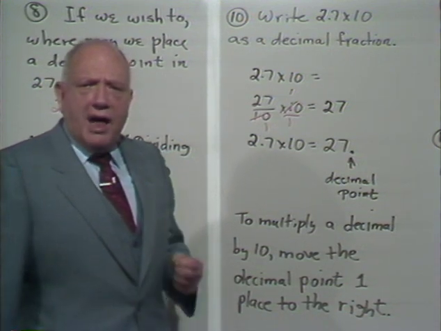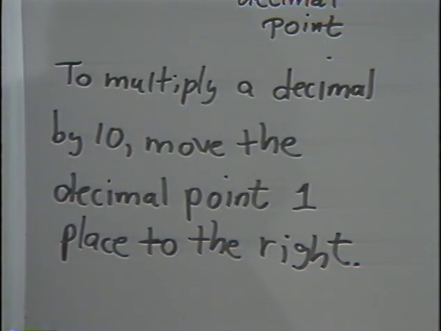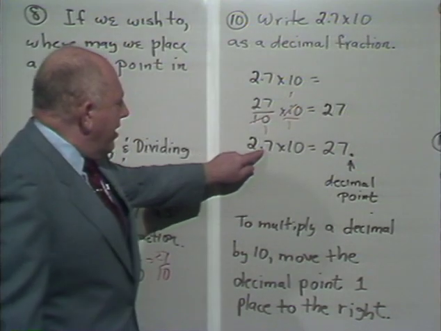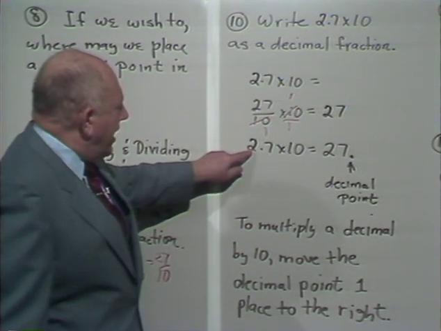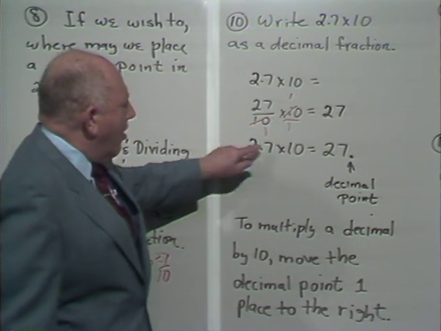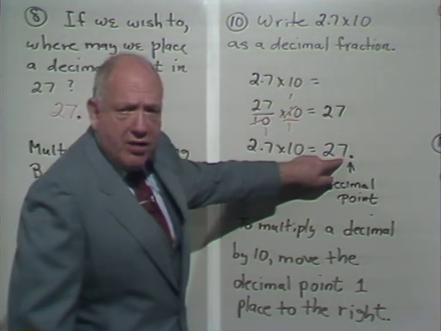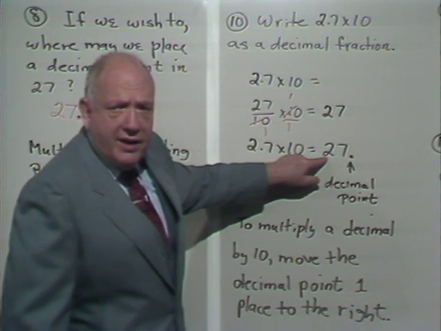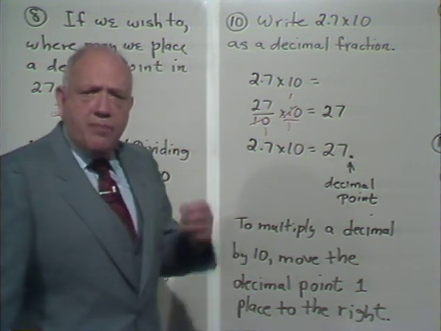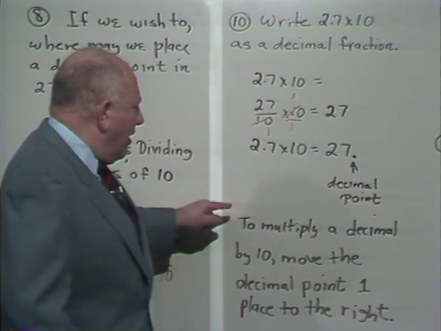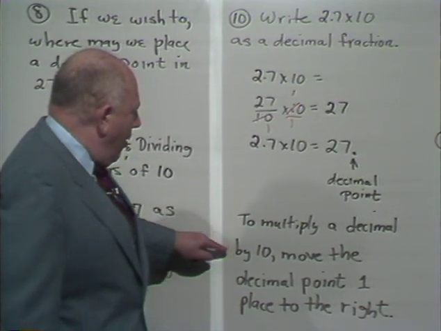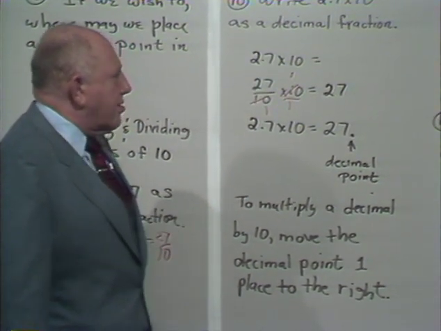To multiply a decimal by 10, simply move the decimal point one place to the right, because that will move each denomination up by 10. You see that? The 2 was immediately to the left of the decimal point. That made it 2 ones. When I moved the decimal point over here, the 7 now occupied the 1's place, and the 2 occupied the 10's place. The 2 ones became 2 tens. In any event, to multiply a decimal by 10, move the decimal point one place to the right.